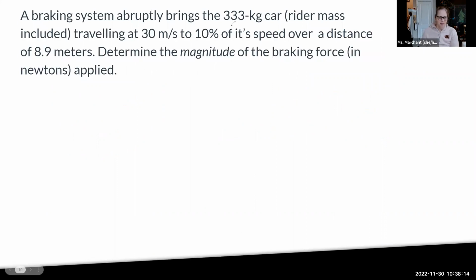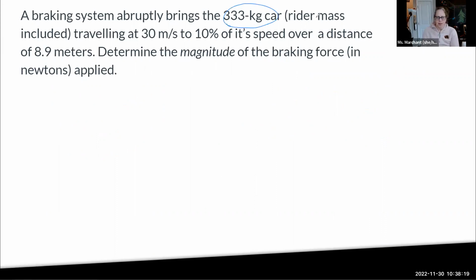A braking system abruptly brings a 333 kilogram car, including the rider and all the stuff in the car.